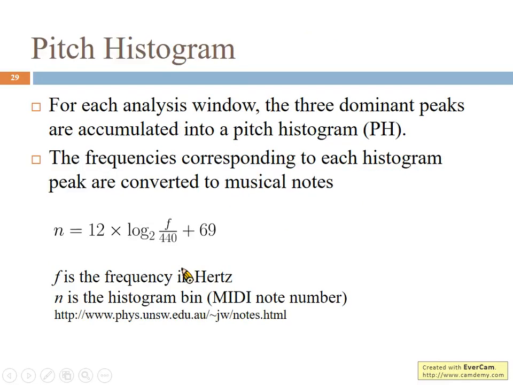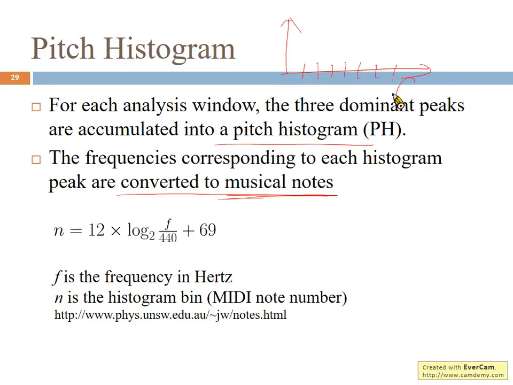For each analysis window, the three prominent peaks are accumulated into the pitch histogram. So again, based on autocorrelation, we select the three dominant peaks and accumulate them into a pitch histogram. This is the same process we did for the beat histogram. The frequency corresponding to each histogram peak is converted into a musical note. Right now, for the pitch histogram, the x-axis is frequency and the y-axis is the amplitude. And we can transform frequency into a musical note.